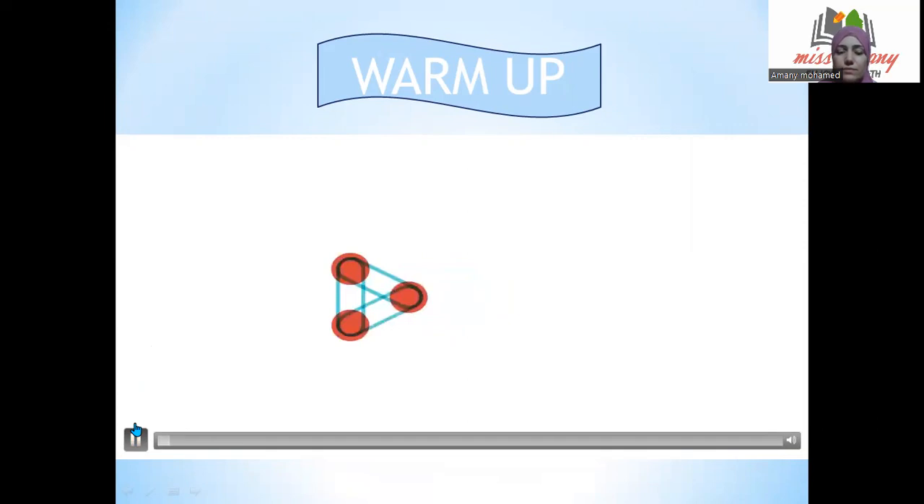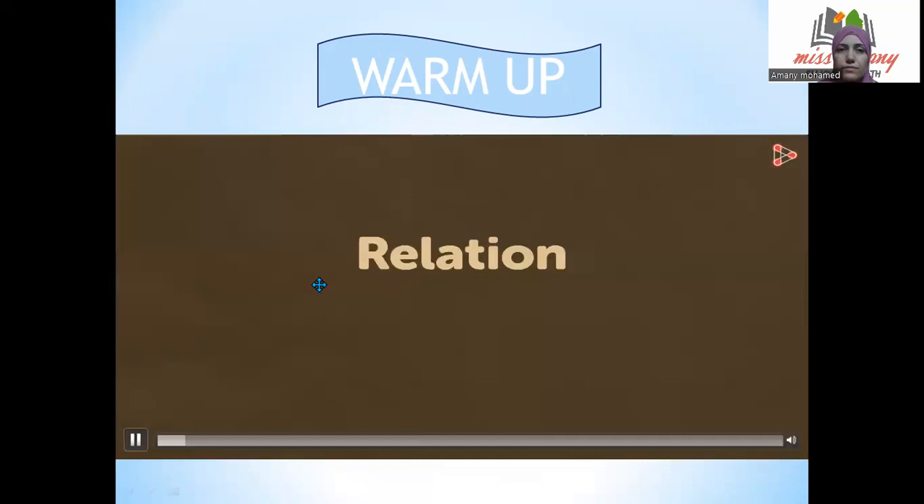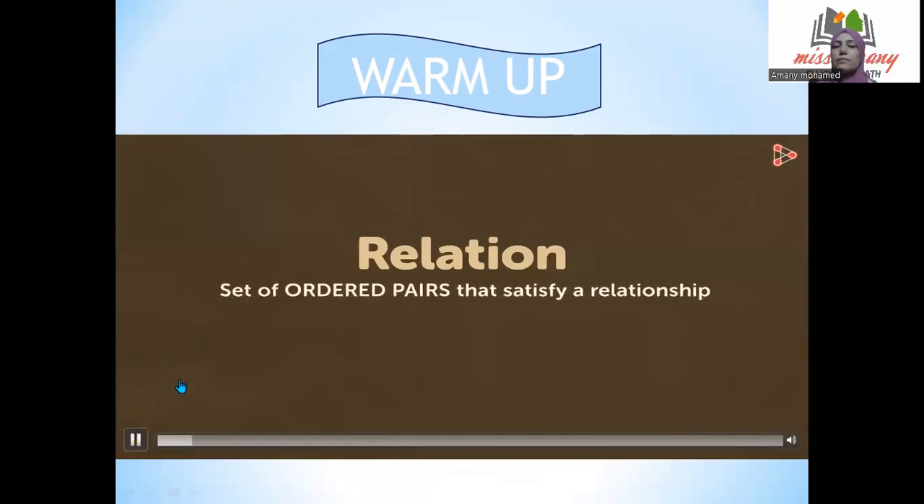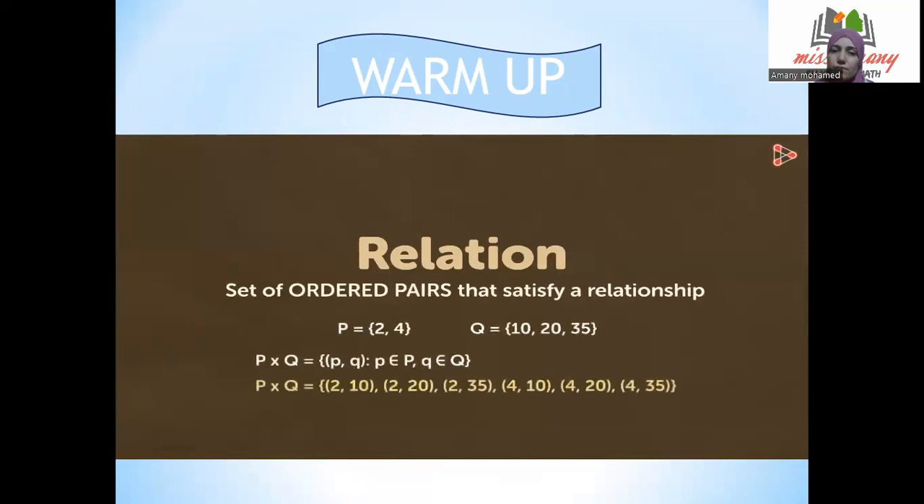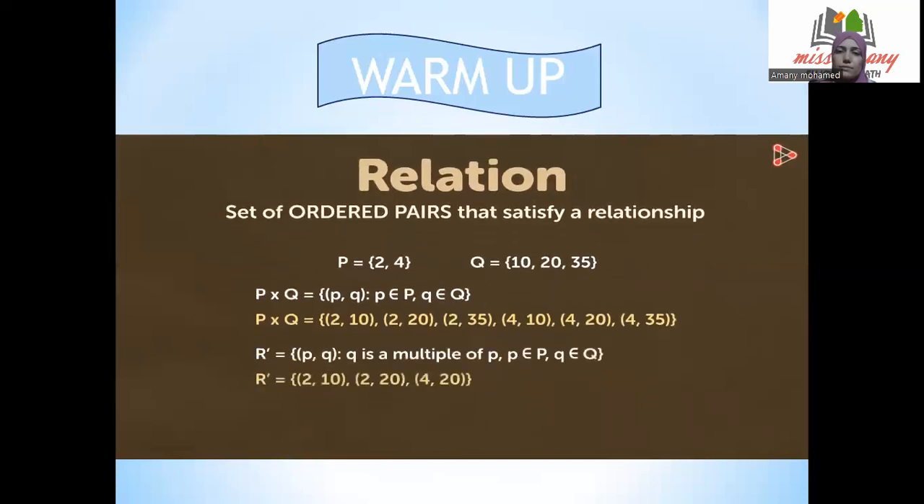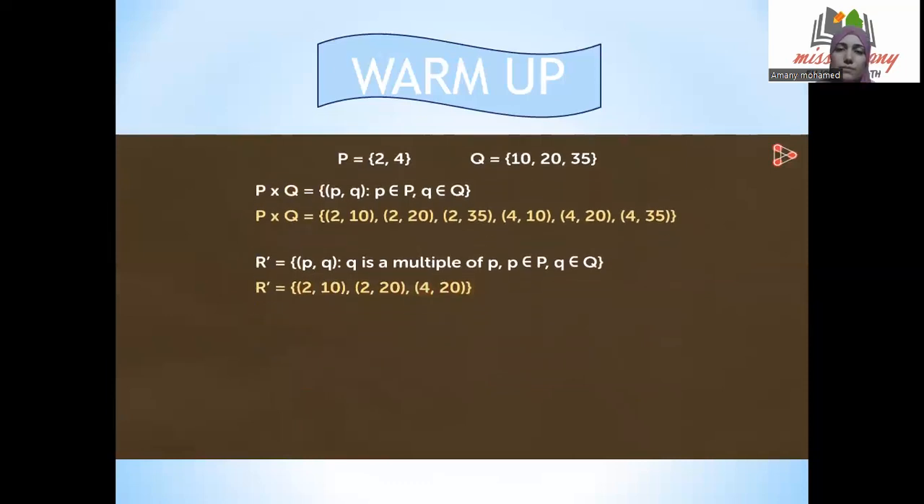We know that a relation is a set of ordered pairs that satisfy a relationship. This was the Cartesian product of sets P and Q we had seen previously. And this is set R dash. There's a relation here: the second number is a multiple of the first in each case. Now let's talk about the terms image, range, domain, and codomain.